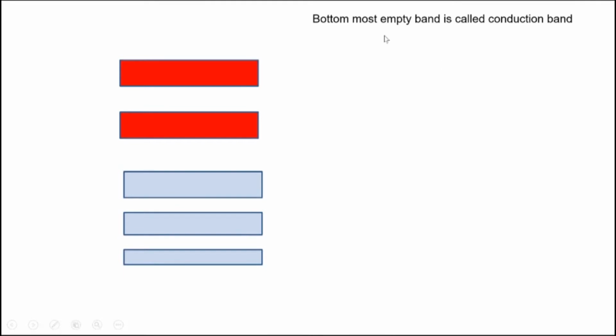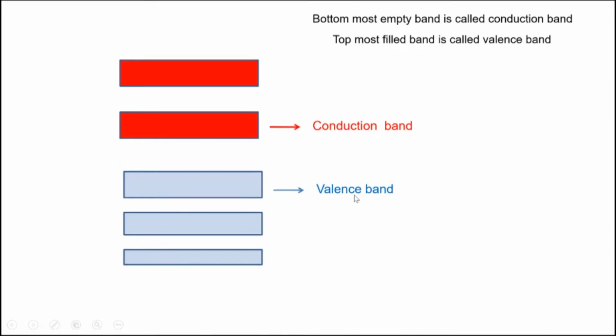All right. The empty bands are shown in red. The bottommost empty band is what we call the conduction band. We'll see why it is called the conduction band. And the topmost filled band, so these are all filled, but the topmost band is interesting for us. It's called the valence band. Out of all the bands, these are two special bands. The valence band is the topmost filled band at 0 degrees Kelvin, where it is completely full. And at 0 degrees Kelvin, the conduction band is completely empty. So that's the conduction band, and that's the valence band.